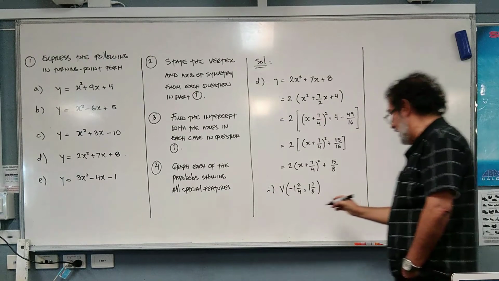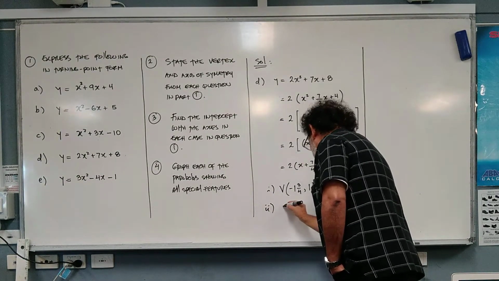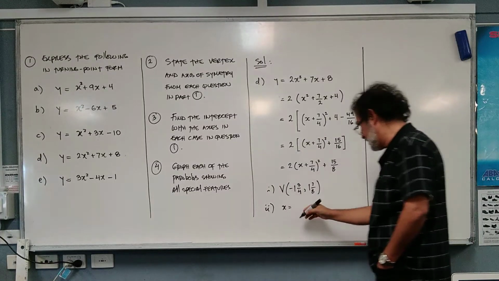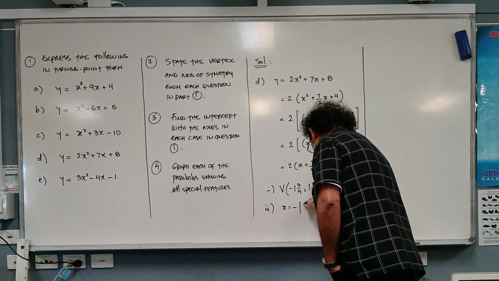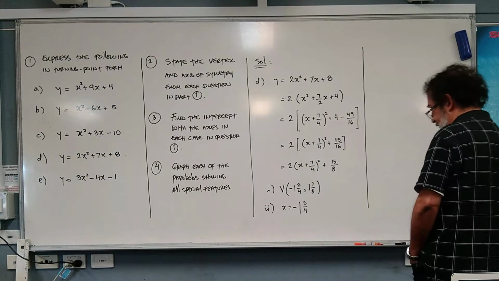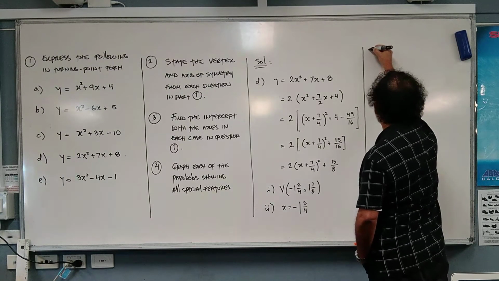Okay, and then we have the axis of symmetry. The axis of symmetry is simply the x value from the vertex, so it's going to be x equals negative 1 3/4. And then we need to do the y-intercept.